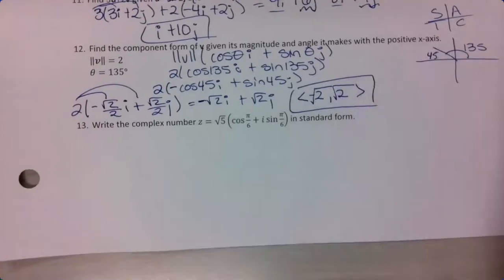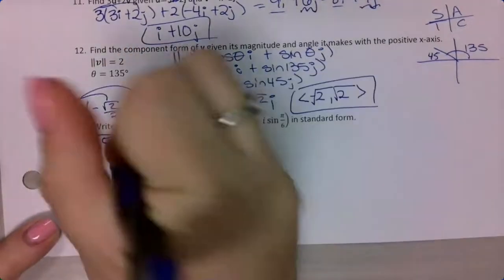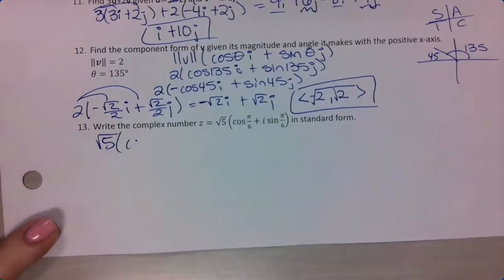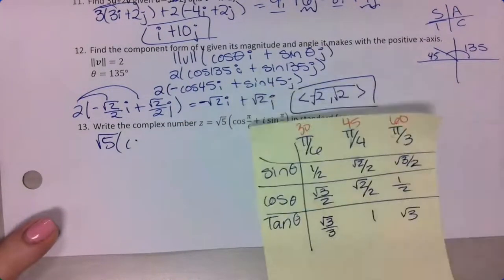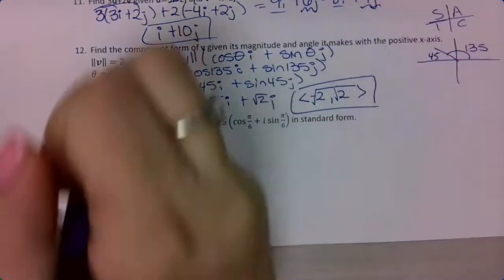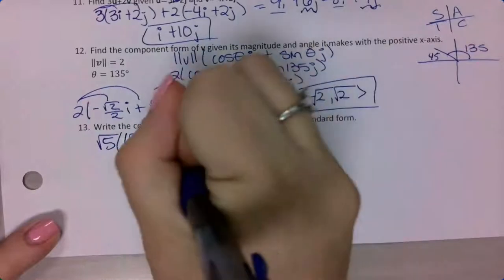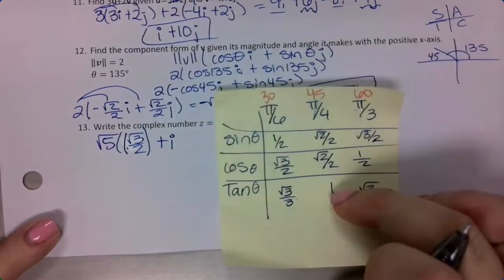Number 13 wants me to write the complex number in standard form. So to do this, I want to go ahead and first evaluate my trig functions. So cosine of pi over 6 is, if I look at this chart, square root of 3 over 2. Then I have plus i. Sine of pi over 6 is 1/2.